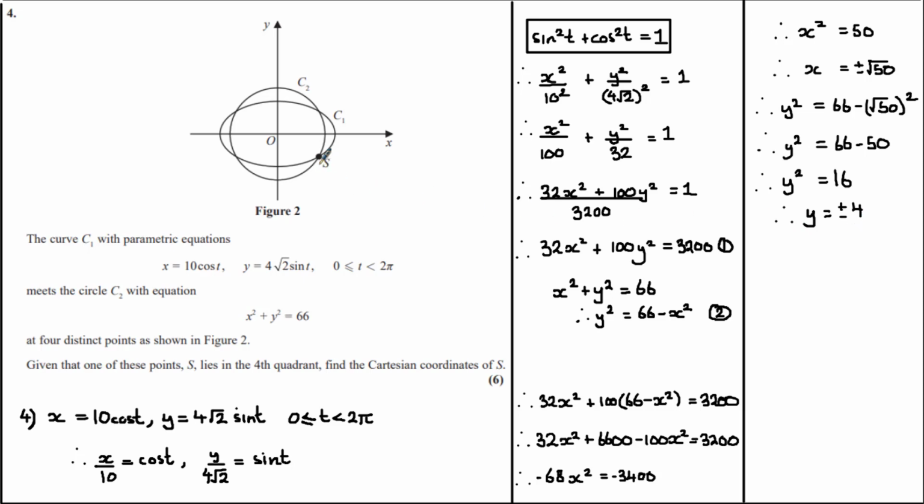Now as this is in the fourth quadrant, you can quite clearly see that the value of y would be negative, and therefore we take the negative version of y. And therefore the Cartesian coordinate of S is equal to the square root of 50 and negative 4.